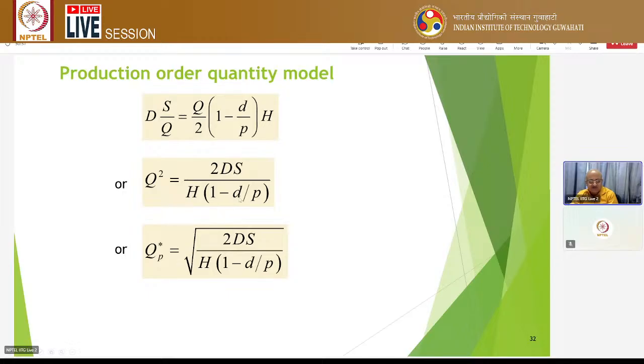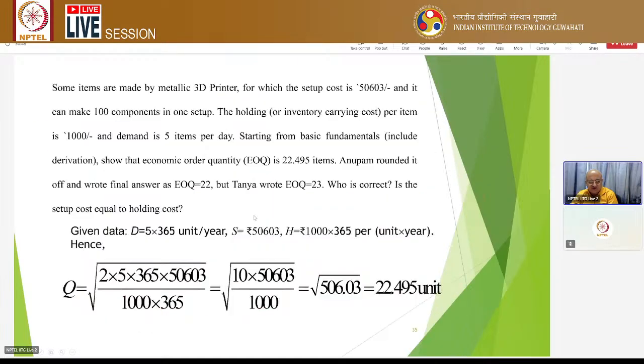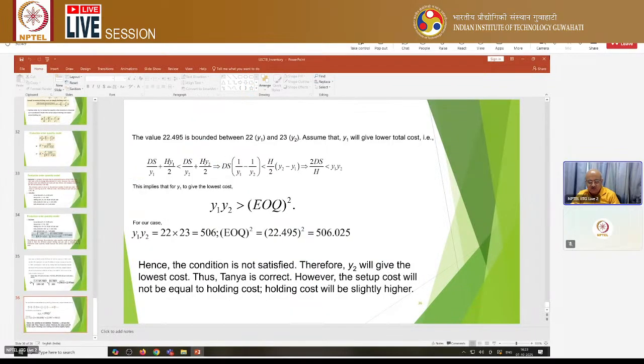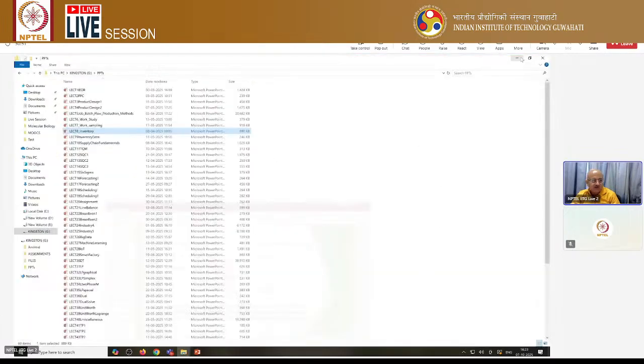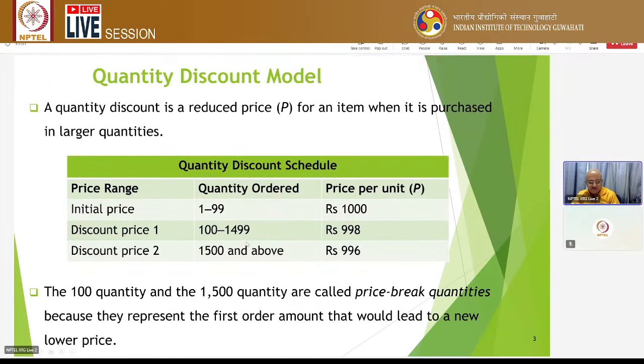So this is basically demand rate and production rate, so the 1 minus d by p term will come. That type of thing has also been told. So we discussed inventory of this type, but we also discussed some extra things, particularly if the inventory is probabilistic. And first we discussed the quantity discount model also.